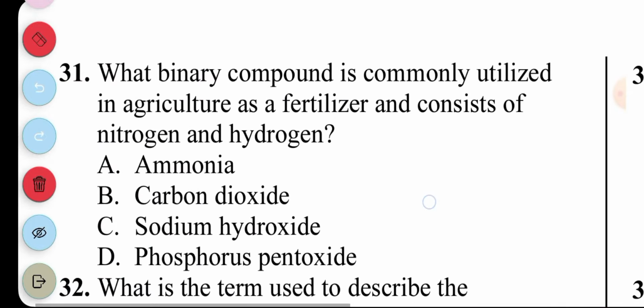31. What binary compound is commonly utilized in agriculture as a fertilizer and consists of nitrogen and hydrogen? We have A. Ammonia. B. Carbon dioxide. C. Sodium hydroxide. D. Phosphorus pentoxide. The answer to question 31 is A. Ammonia.